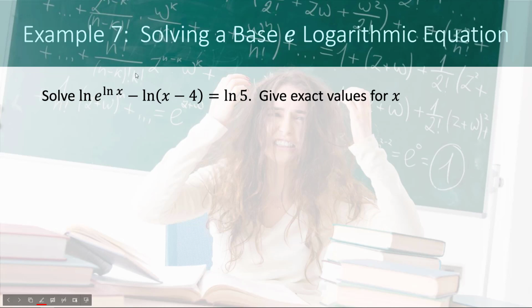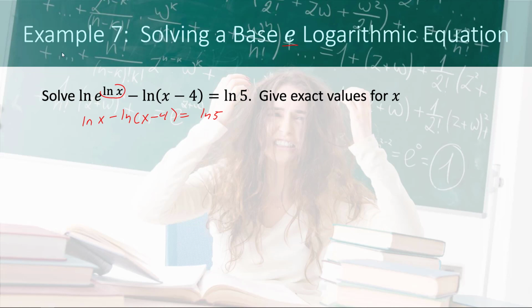Okay, and this brings us to example 7, solving logarithms that are in base e, or natural logarithms. Now notice here we have the natural log of e raised to an exponent. So this is going to be equal to whatever the exponent is, which is the natural log of x, minus the natural log of x minus 4, and that will be equal to the natural log of 5.